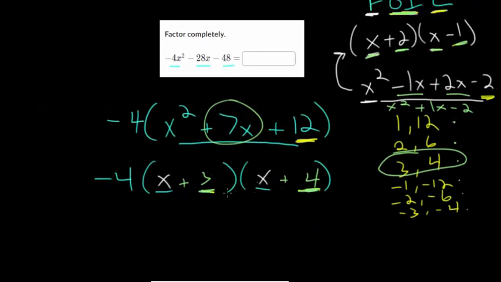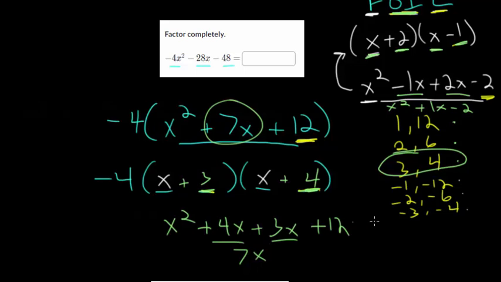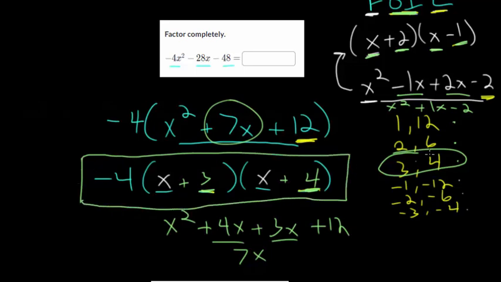So we use FOIL. X and x make x squared for our first ones. Then you do x and positive 4, so plus 4x. And then plus 3 and x would be plus 3x. And then plus 3 and plus 4 gives you positive 12. And notice the outer and the inner terms do add up to 7x. So we did get back what we started with, which means we can feel very confident that this is the correct answer here. So the general strategy: factor out your greatest common factor.